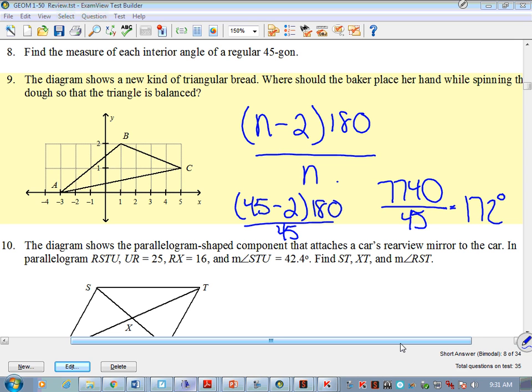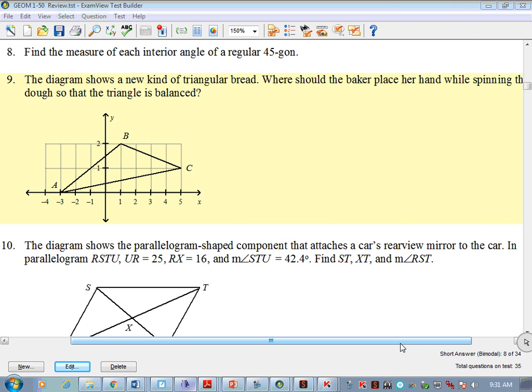Okay? All right. Let's see, number 9. Number 9. Okay, the diagram shows a new kind of triangular bread. That's really not necessary information. Where should the baker place her hands while spinning the dough so that the triangle is balanced? All right, question number 9 comes from lesson 32, altitudes and medians of a triangle.